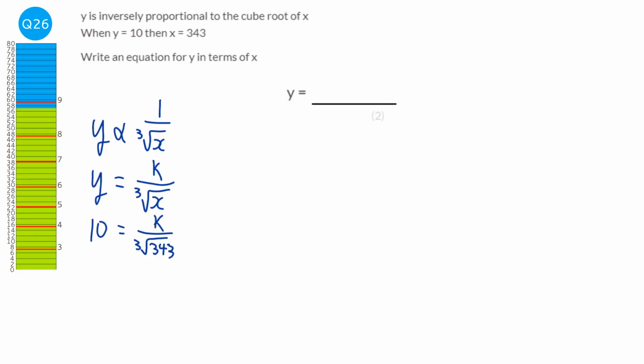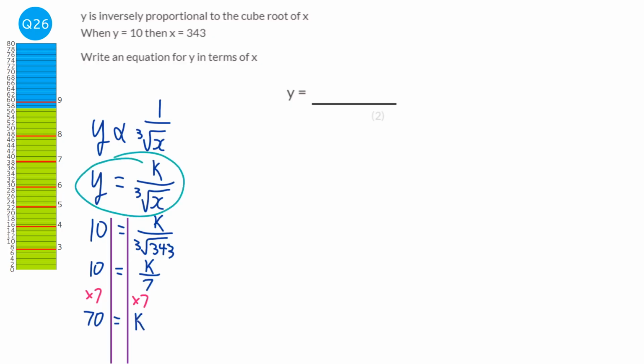Okay, next thing we're going to do is solve that. Now the cube root of 343 is 7. So it's a lot easier, and we're just going to times both sides by 7. So k equals 70, and we're just going to rewrite this, but instead of k, we're going to write 70. So y equals 70 over the cube root of x.